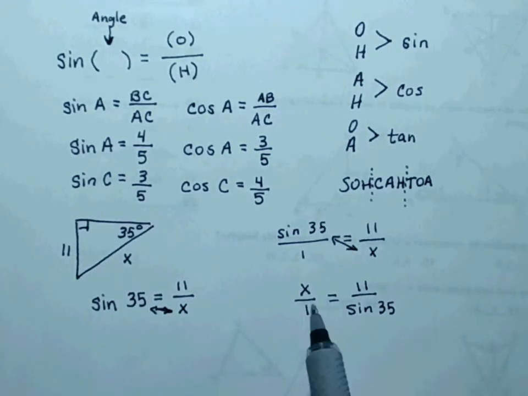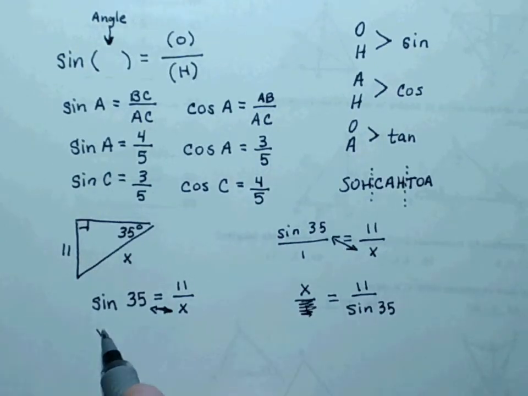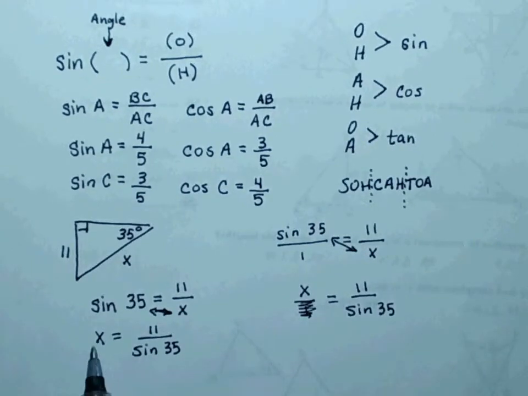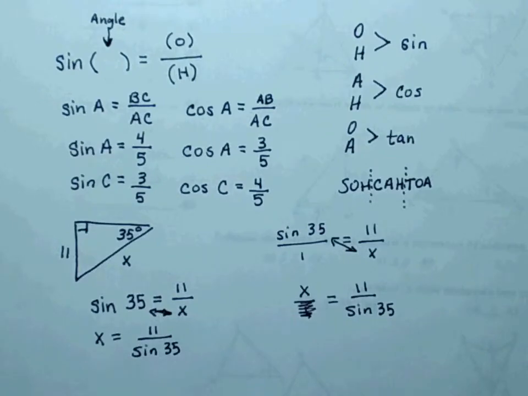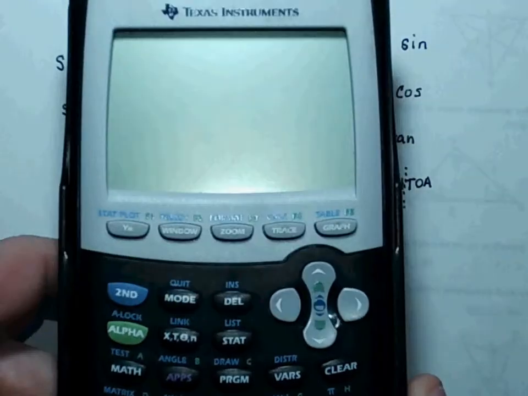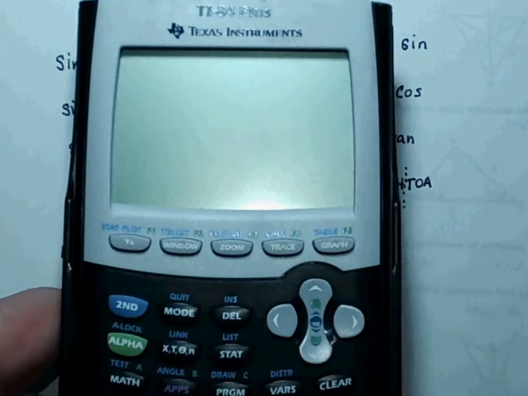Now we have x over 1, and we don't need that 1 anymore. So really what we have is x equals 11 over sine of 35. Okay? Now we have x all by itself. And all you need is a calculator. Okay? If you have a graphing calculator, like this one, you need to make sure that your calculator is in degree mode.